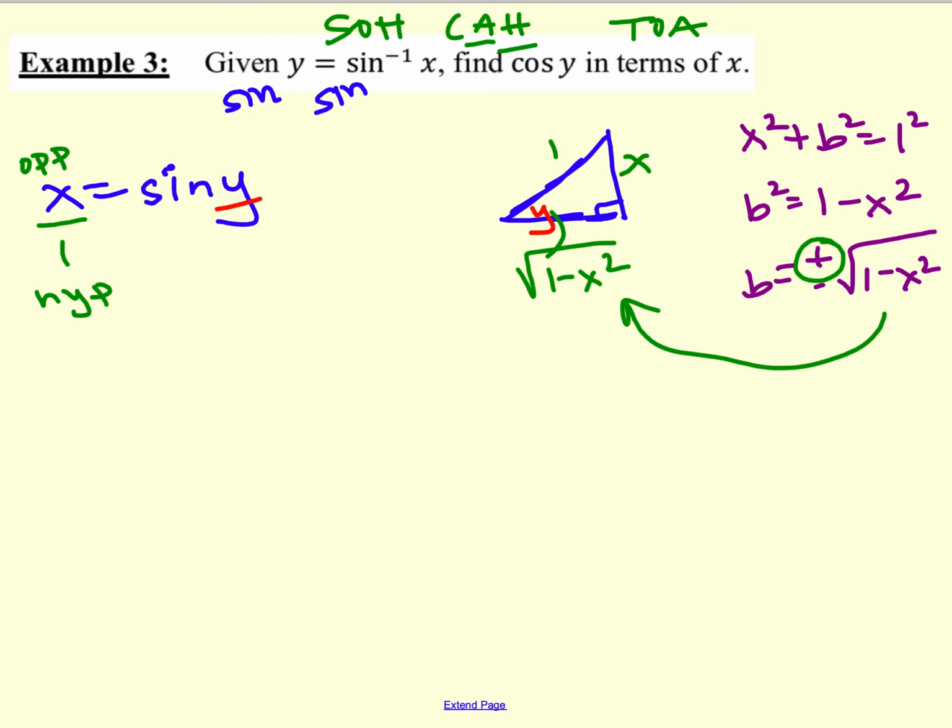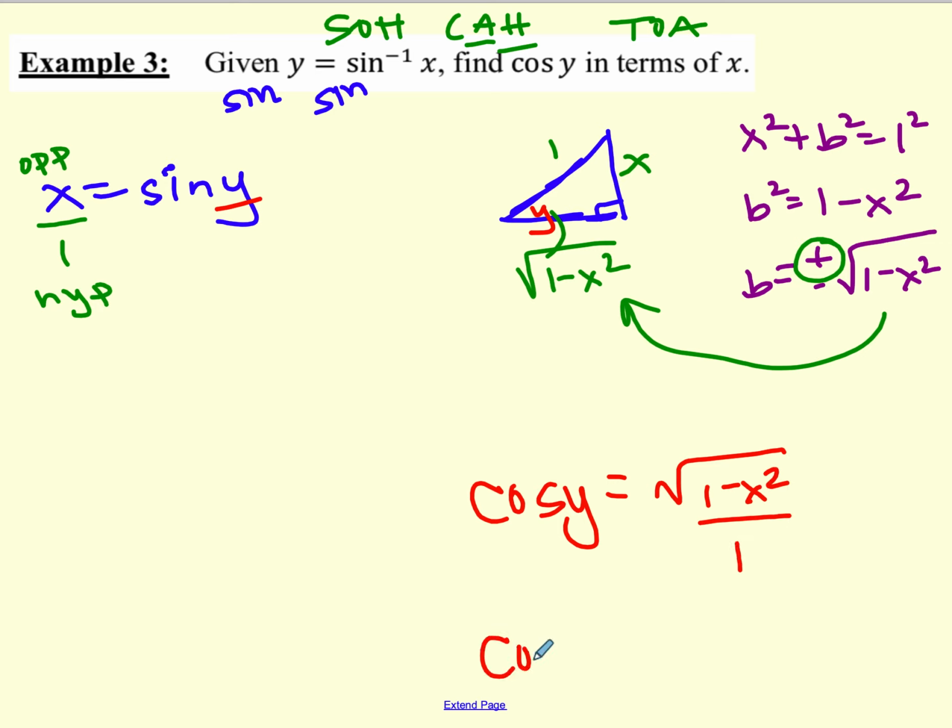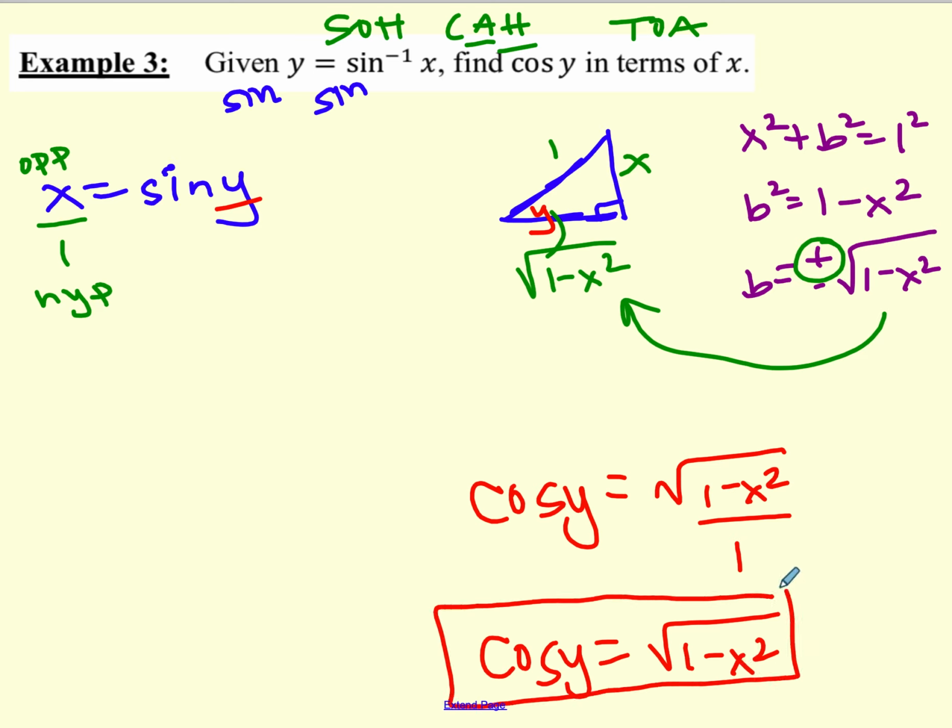Now I can find cosine of y. Cosine is your adjacent over your hypotenuse. So my adjacent, square root of 1 minus x squared, all over my hypotenuse, 1. So cosine of y is equal to, I'm just going to simplify, the square root of 1 minus x squared. And it says to find cosine of y in terms of x's, so I should only have x's here, and yes, I do. So using our right triangle trig, we can use these ideas to solve for other trig functions. In our next few examples, we'll go ahead and dive into finding the actual derivative of inverse functions.